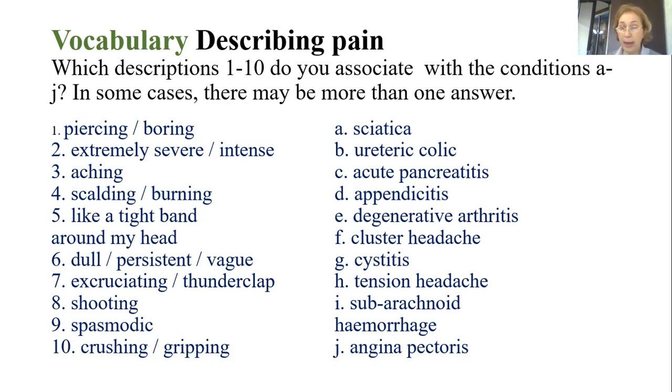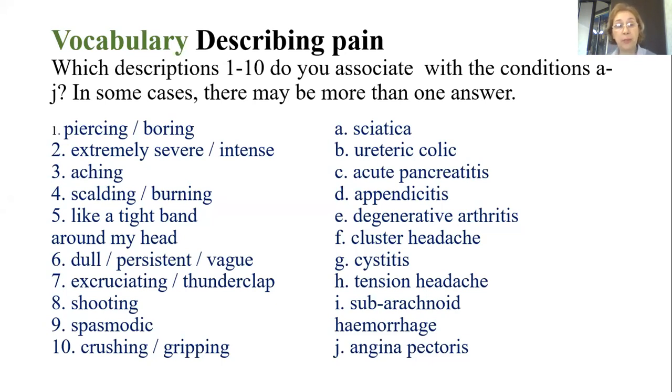So now, if we have a look at the first line here, number 1, piercing or boring. What can be piercing or boring here? Which kind of condition? So it can be, for example, tension headache. Tension headache, okay. Or it can be, for example, acute pancreatitis. So this is a very strong piercing or boring pain.